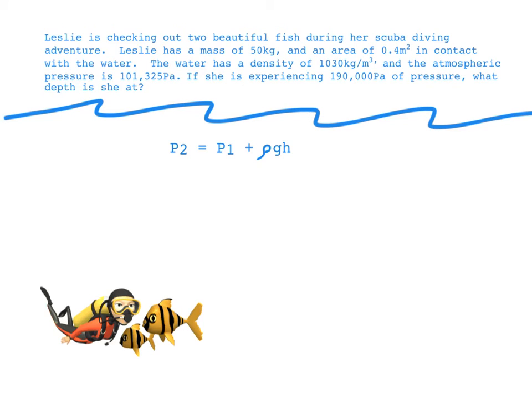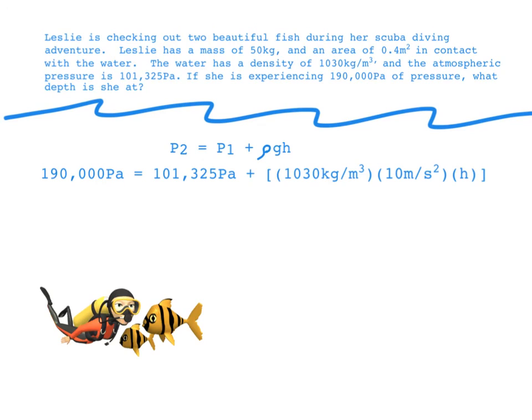So we got P2 equals P1 plus density times gravity times height. For P2, hopefully you realized that P2, as you remember, is the pressure at the depth. So the pressure that she's experiencing right now is 190,000. So 190,000 is the P2. P1 is atmospheric pressure. So it's the pressure above the fluid. In this case, it's caused by the air, which is the PATM. Plus density, which you were told was 1,030 kilograms per meters cubed. And we know gravity is 10. And then we're actually looking for height. So before we were looking for P2, but now we're looking for height.